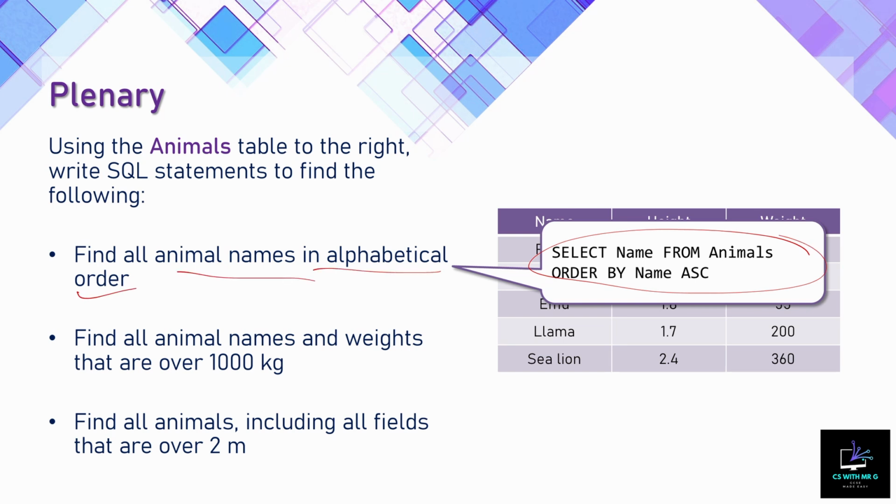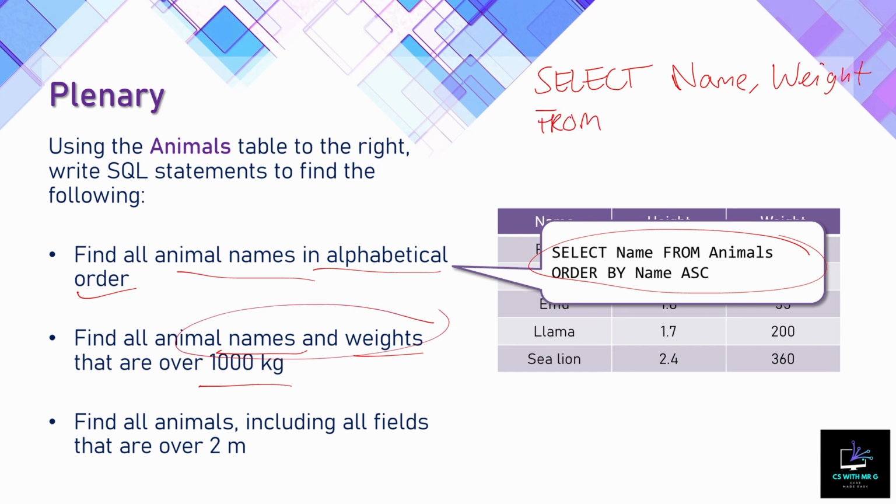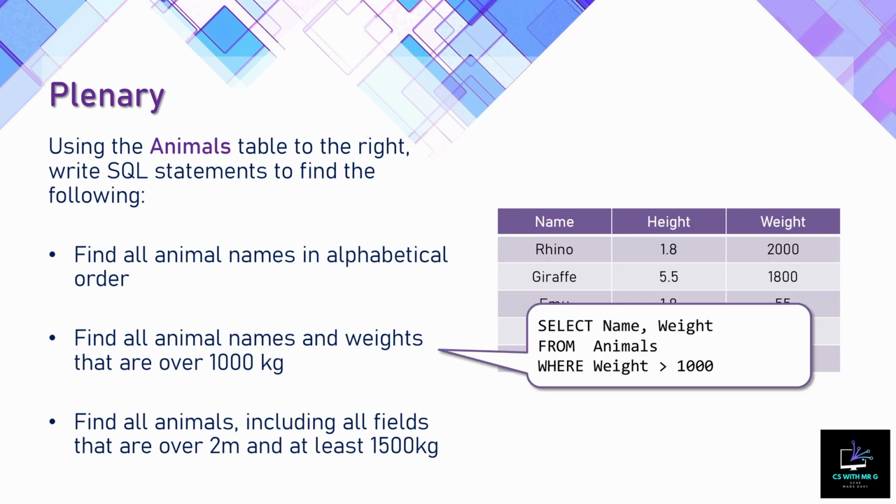Now to find all animal names and weights of animals that are over 1,000 kilograms. So now I'm going to select name, comma, weight, as it's just these two fields that I want to return from the name of the table, which is animals. We then use a WHERE command because we need to filter out the animals that are over 1,000 kilograms. And we are going to say where the weight is more than or equal to 1,000. And just to confirm, SELECT name, weight FROM animals WHERE weight is more than 1,000. And again, this would just give us back this field and this field of the rhino and giraffe, as they are the only two over 1,000.